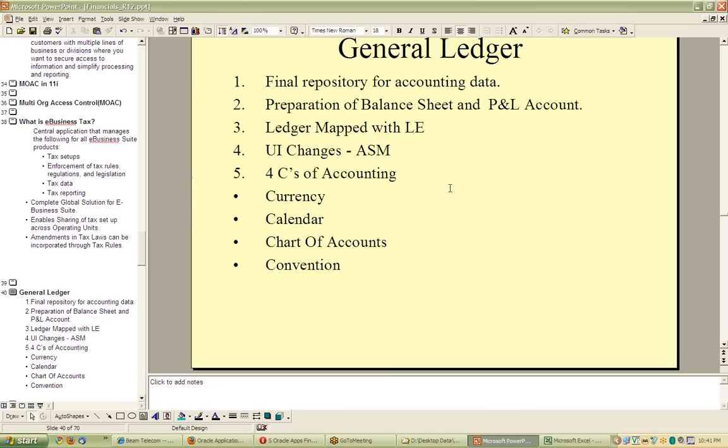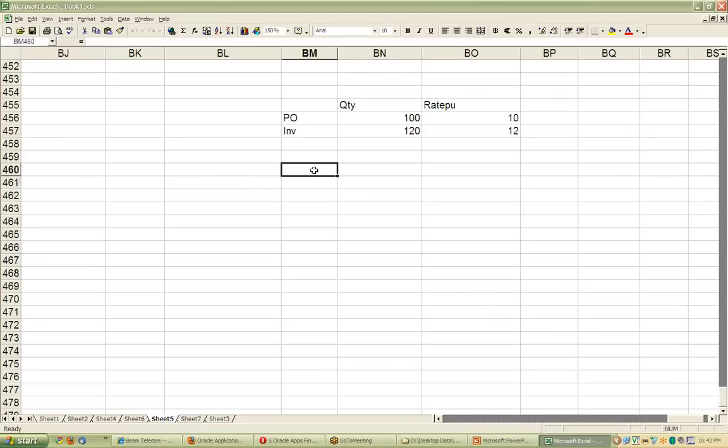Coming to general ledger. After the introduction of subledger accounting, the role of general ledger has been reduced to that extent. It is the final repository of accounting data, and from general ledger you prepare your trial balance, your profit and loss account, and your balance sheet. And a ledger is mapped to a legal entity.